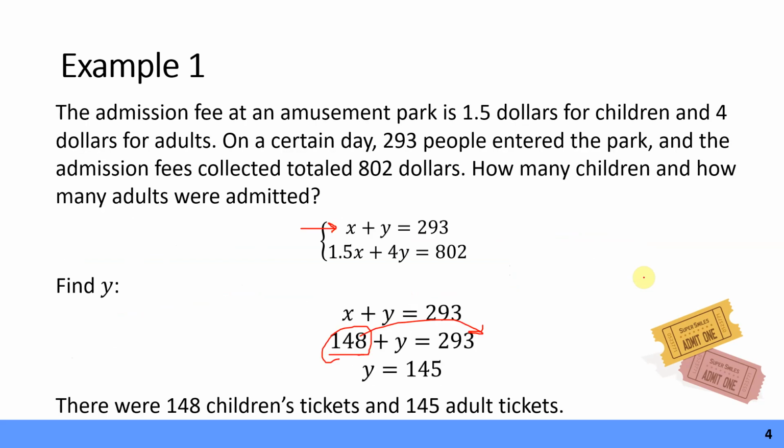So now I know that the 148 represents the amount of children tickets that we sold, and the 145 represents the adult tickets. Again, just to make sure, you can always double check your answer. If you add those two together, you're going to get 293 in total. And then if you multiply each ticket by the price and add them, you're going to see that it adds up to the $802. So there you go. I hope you guys like this one. It wasn't that terrible. All right, we're going to do two more problems.